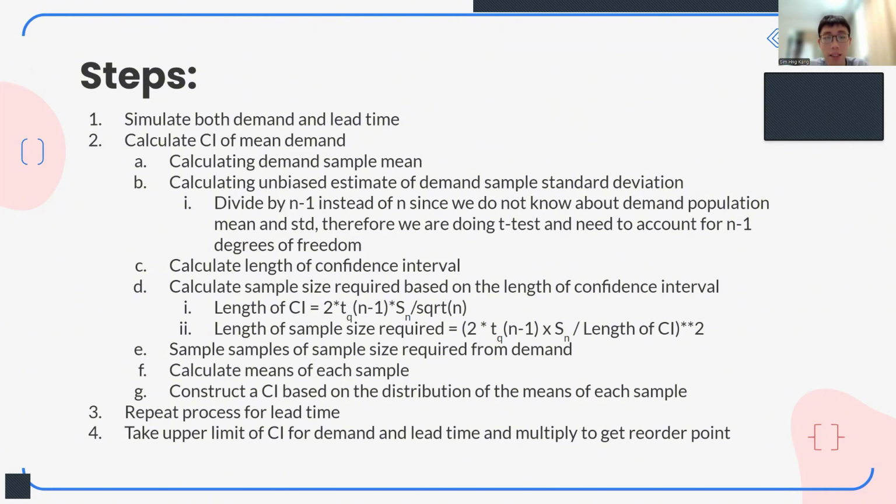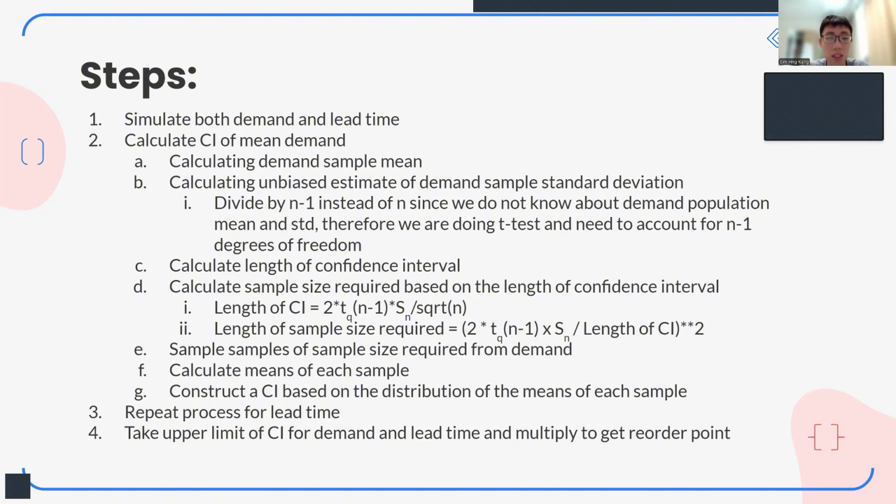Then we calculate the length of the confidence interval. From there, we calculate the sample size required based on the length of the confidence interval. The length of a confidence interval is 2 times the critical t value multiplied by the standard deviation divided by the square root of n. So if we make n the subject, we get 2 times the critical t value multiplied by the standard deviation over the length of the confidence interval, and we square the whole expression.